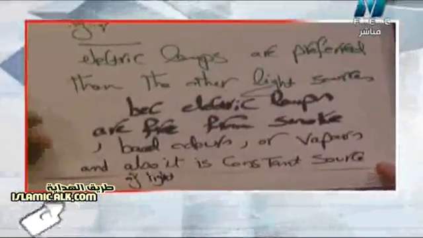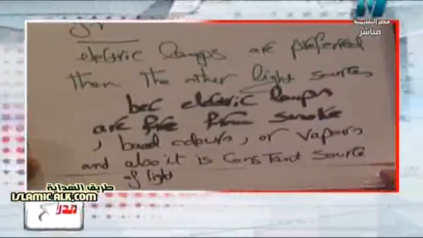Okay, so we have many reasons to choose the electric lamp over other artificial sources of light. Because electric lamps are free from smoke, bad odors or vapors, and also it is a constant source of light. Okay, so it's a very important give reason point. We must take care of it.